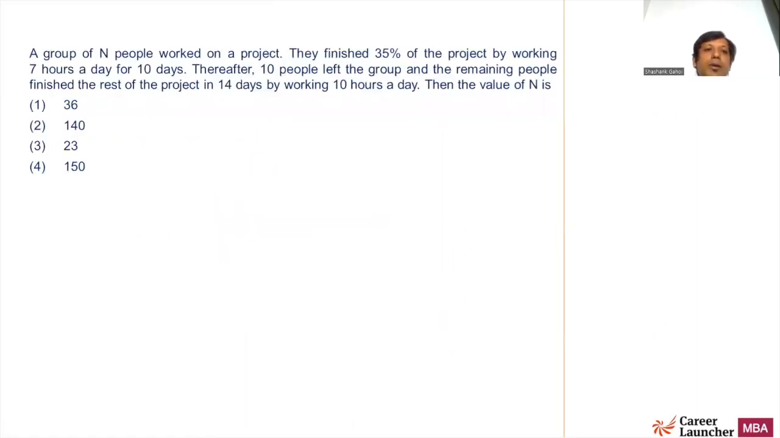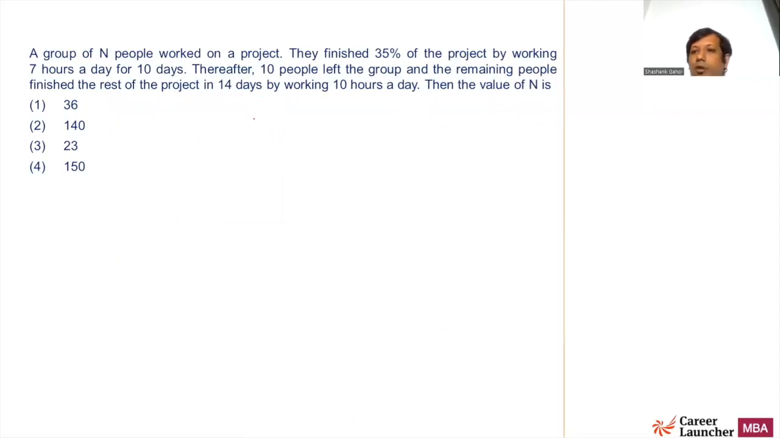A group of N people worked on a project. They finished 35% of the project by working 7 hours a day. Thereafter, 10 people left the group and the remaining people finished the project in 14 days working 10 hours a day.